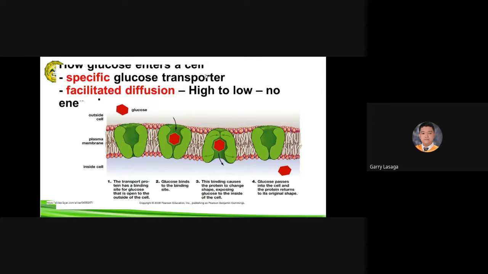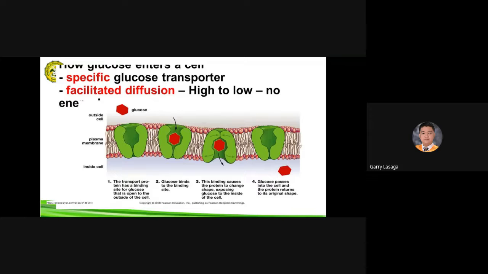So how does glucose enter a cell? There are specific transporters present in the cell membrane in order for glucose to be transported from the outside to the inside of the cell. In this case, we have the glucose, which is present on the outside of the cell, and it can enter the cell when there is already a higher concentration of glucose.